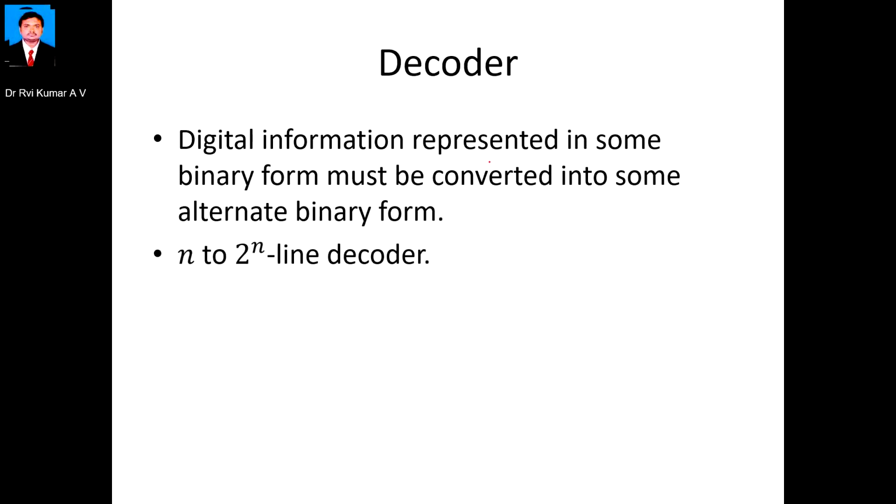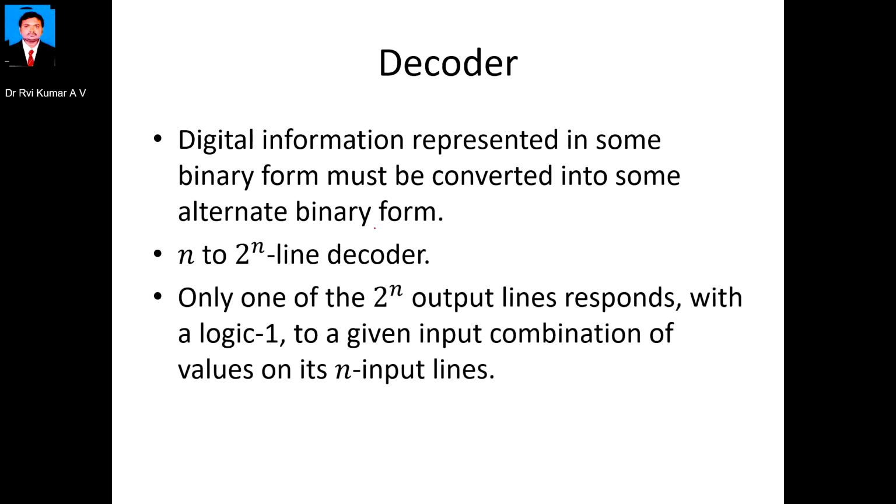So what is the combination of a decoder? There are n inputs, so we should have 2 power n outputs. So that is the n-line decoder. Here only one of the 2 power n output lines responds with logic 1 to a given input combination of values on its n input lines.